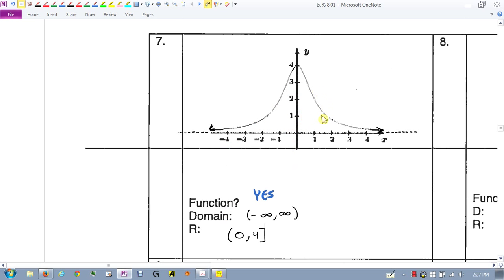Speaking of this type of function, I just want to kind of, you know how much I like to go off on tangents, and I hope y'all don't mind that too much.